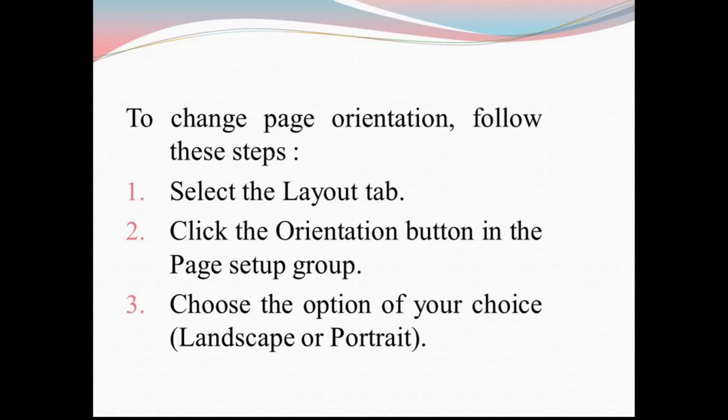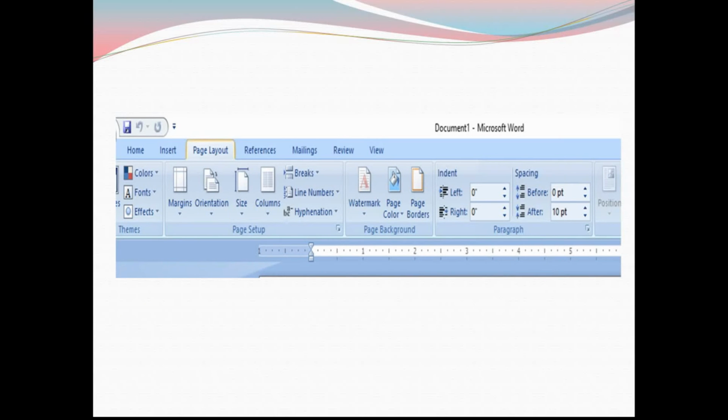To change page orientation, we follow these steps. First of all, we select the Layout tab and then we click the Orientation button in the Page Setup group. From there, we choose the option of our choice, whether we want landscape or portrait. So from here, we can choose. You can see orientation has two options, portrait and landscape.